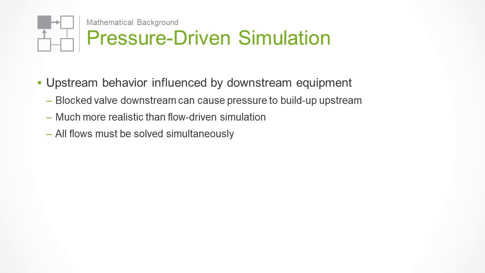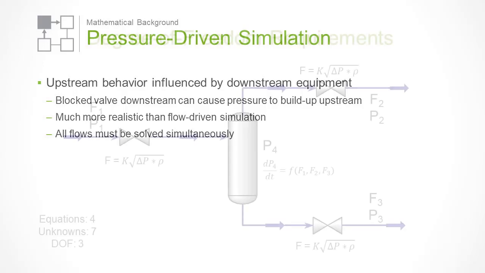Because the flows are pressure-driven, upstream behavior can be influenced by downstream equipment. For example, a blocked valve downstream could cause pressure to build up and affect upstream flows. This is much more realistic, but it also means that the flows cannot be solved sequentially like they are in steady state. Rather, all the flows are solved simultaneously.